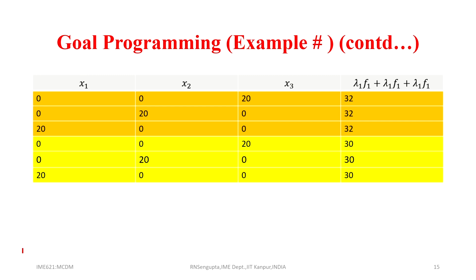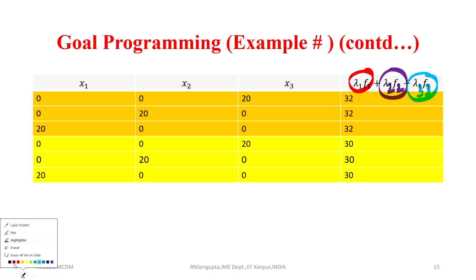So, first we collect this one: this is lambda 1 times f1, this is lambda 2 f2, lambda 3 f3. For different values of lambda 1, lambda 2, lambda 3, we get the value of 32 as the objective function, which is shown in the last column, which is here, and the combinations of the decision variables are as given here: 0, 0, 20; 0, 20, 0; 20, 0, 0.